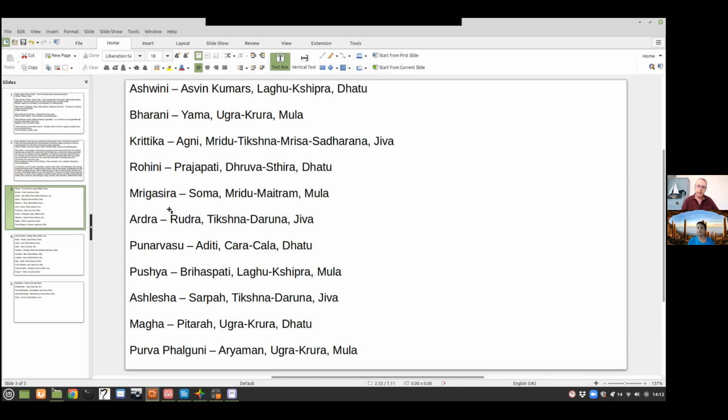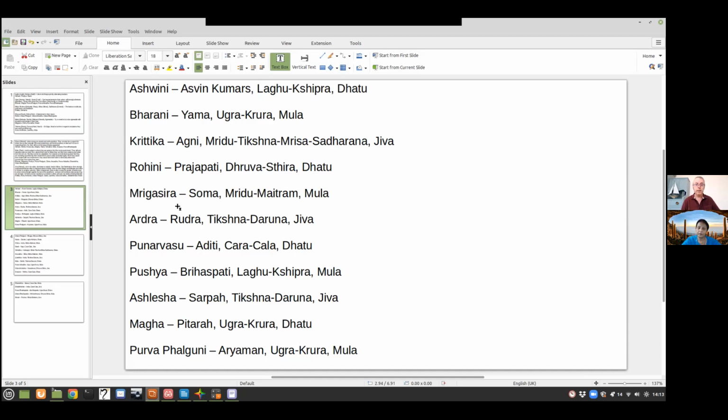And there's a deeper connection between a plant nakshatra and Soma, which, if we have time, we'll go into here in just a little bit. But let's just go through all of them first. Then we have Ardra Nakshatra, which is connected to Rudra. It's Tikshna and Daruna, and it's also an animal nakshatra.